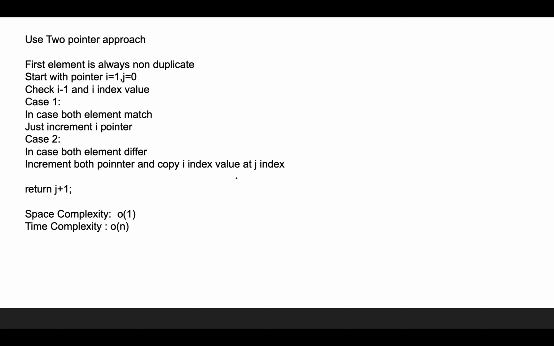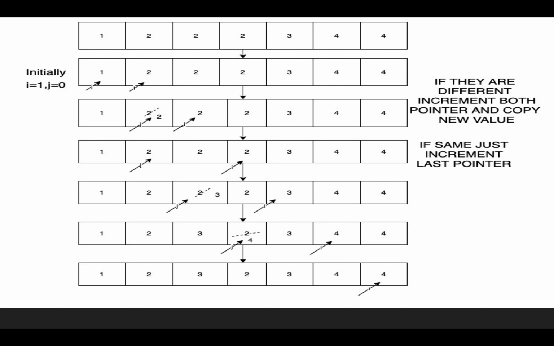And in the second case, if they are different, then we have to increment both the pointers and we have to copy the latest value from index i to index j. So this is the way we can check it out. Initially the array is 1 2 2 2 3 4 4. So we will start i with index 1 and j with index 0. This is the initial stage.